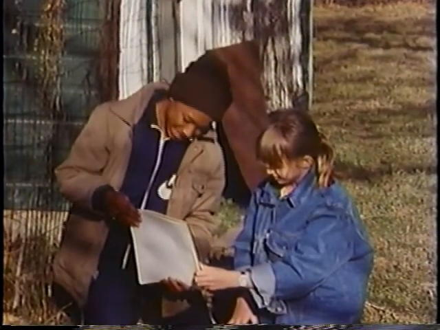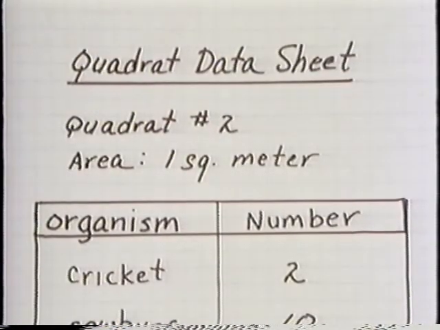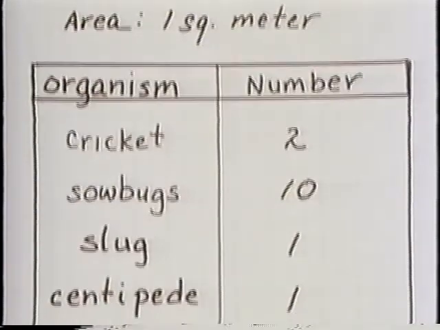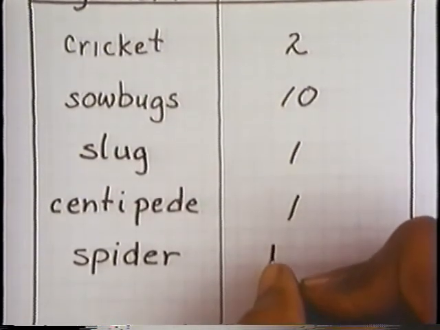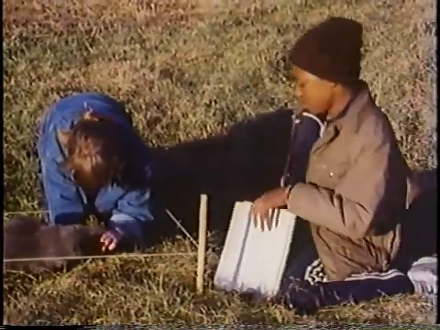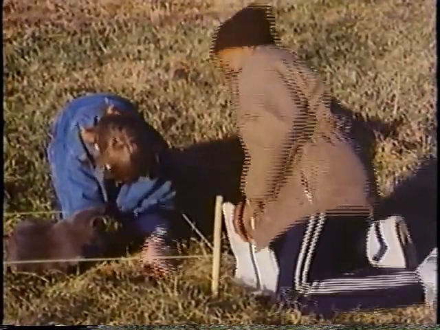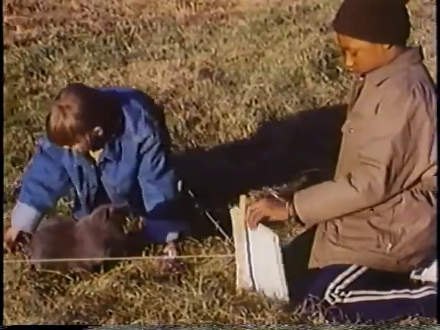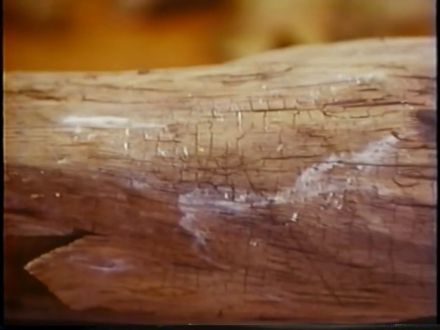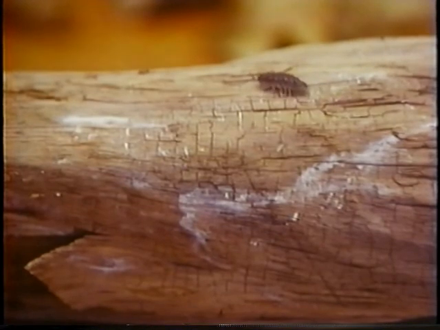Nathan records the census. Here's his quadrat data sheet. They observed 10 sow bugs. There weren't any sow bugs in the other quadrats. They wonder why. The other quadrats were in open grass. Could that have an effect on the sow bug population?